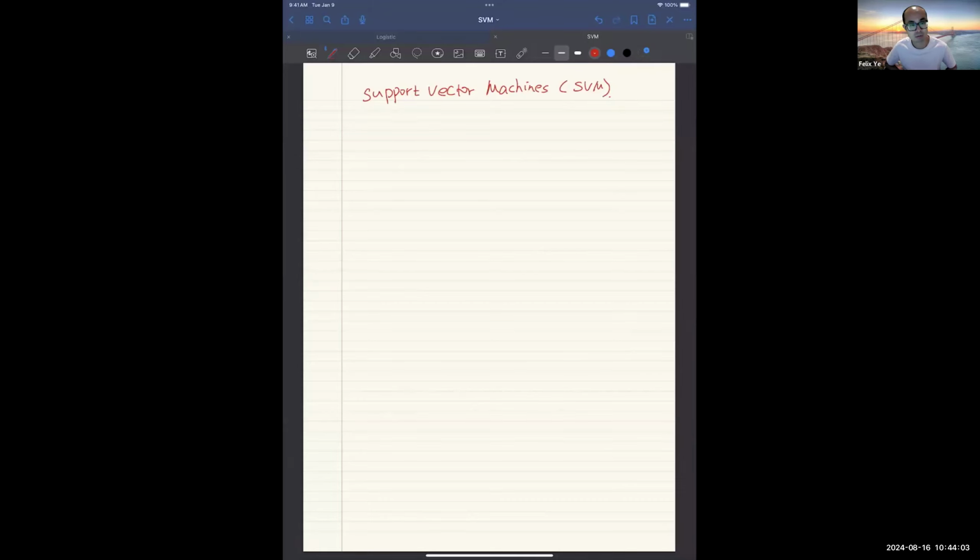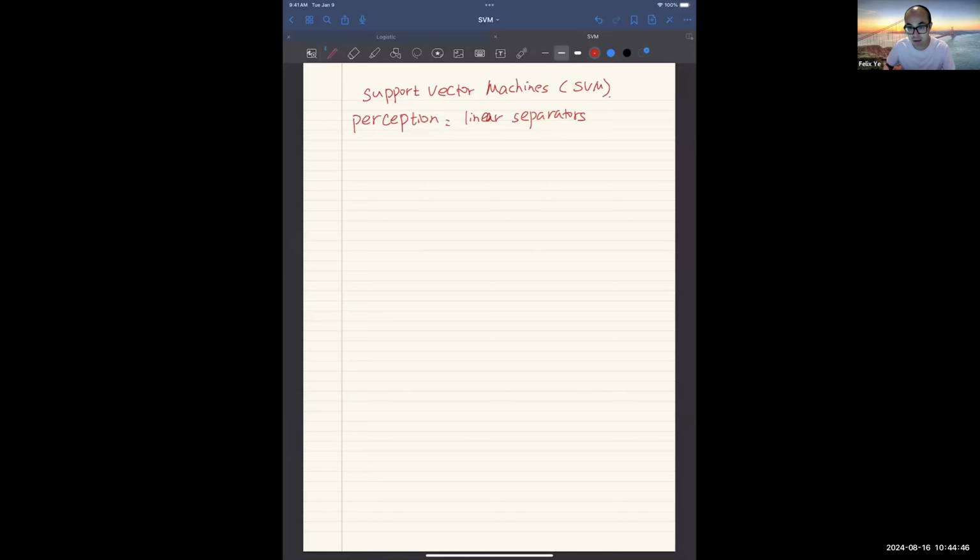So let's just review what we already talked about. It's the perceptron. Like the perceptron right here, we are trying to find some linear separators. In this case, for the linear separators, we use a notation slightly different in the SVM settings.